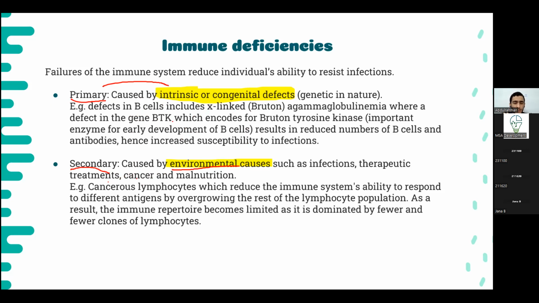I don't want to tell you to memorize the example, but just in case, just know BTK is a genetic mutation that is a primary cause. If you had any question that said which, for example, is a primary cause and listed treatments, cancers, malnutrition, you could tell that these are secondary, but BTK, just know BTK is a primary cause.